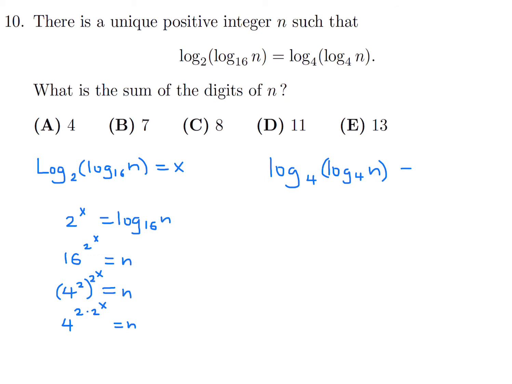And that I am setting equal to x. Okay, using simple log rules, 4 to the x is equal to log of n to the base 4. Again, using simple log rules, 4 to the power of x is equal to n. Again, as before, we want to manipulate this a little bit. 4 is 2 to the power of 2.